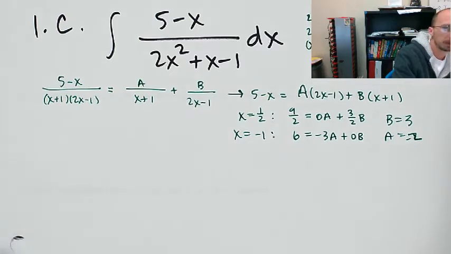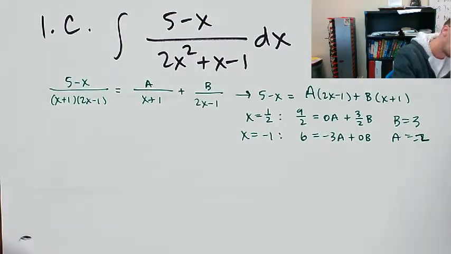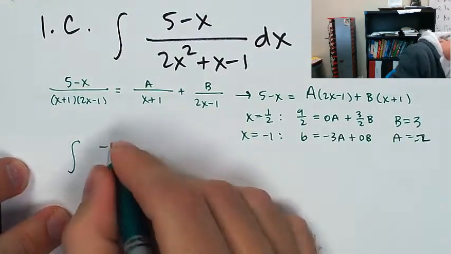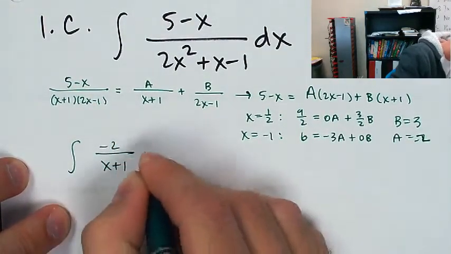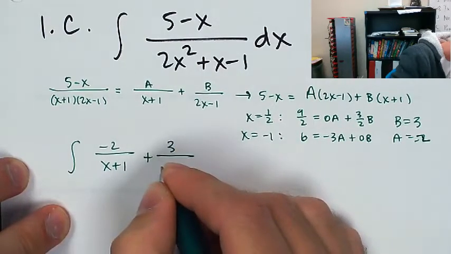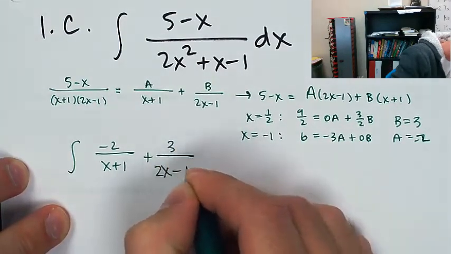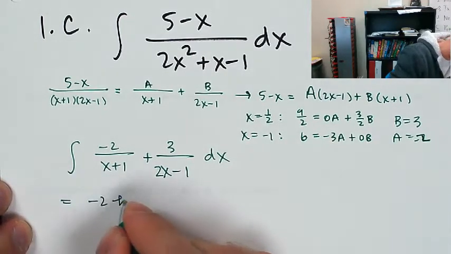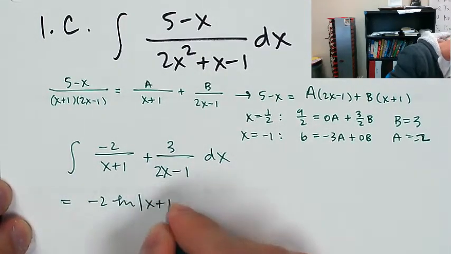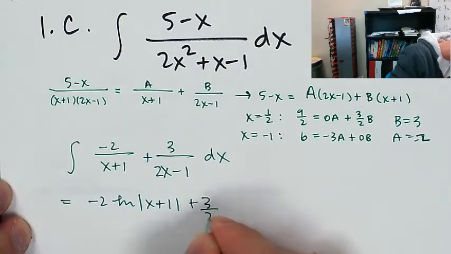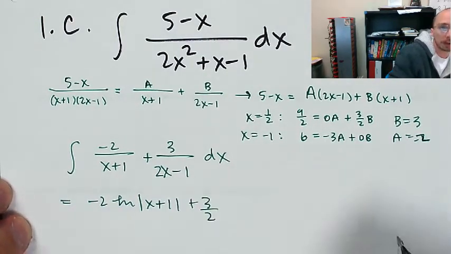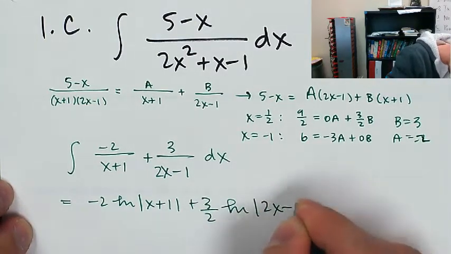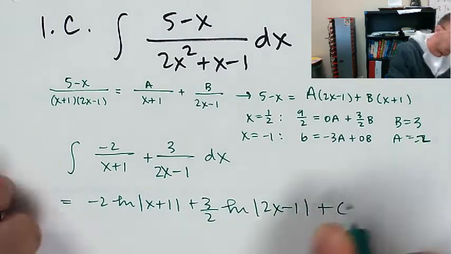All right, this worked out much better than when I did it, having copied the problem wrong. So now I'm anti-differentiating a over x plus 1 plus b over 2x minus 1. I'm going to say that that's negative 2 log of the absolute value of x plus 1 plus 3/2 for the 2 right there, because that's going to come out with the chain rule, log of the absolute value of 2x minus 1 plus c.